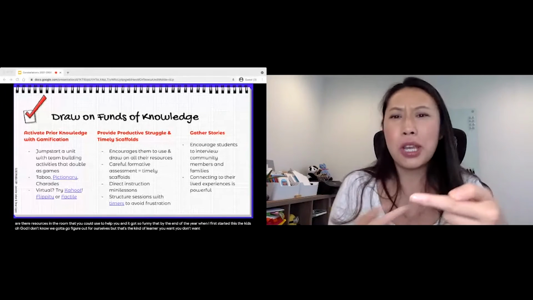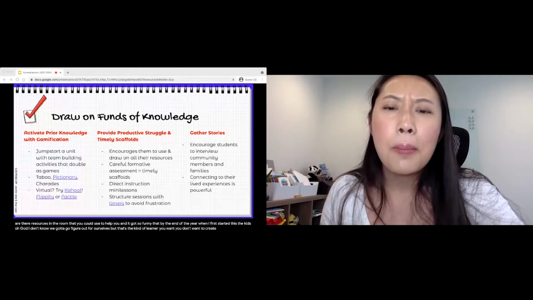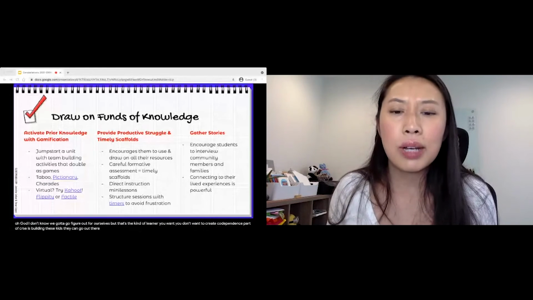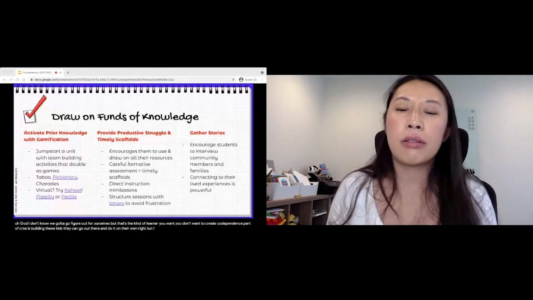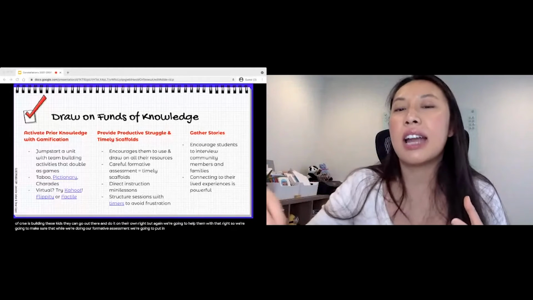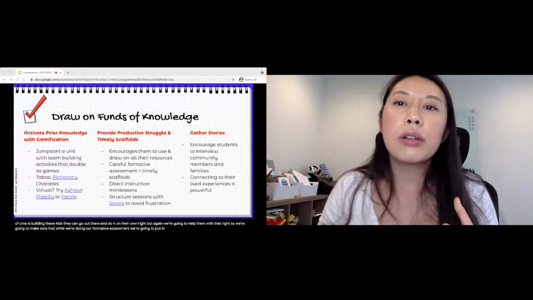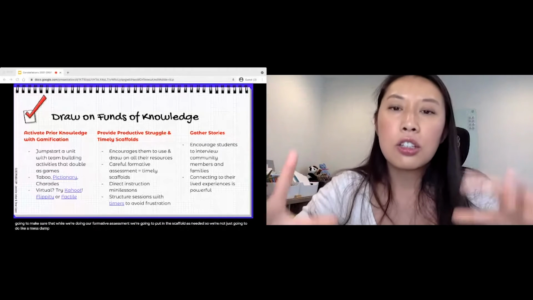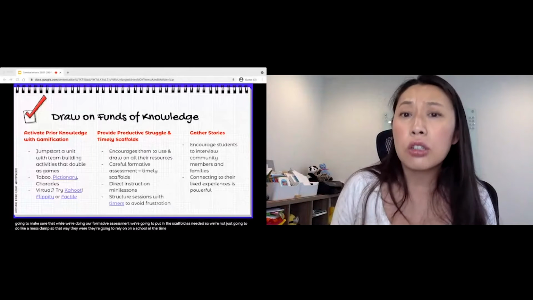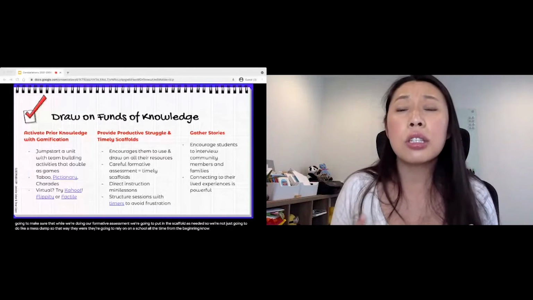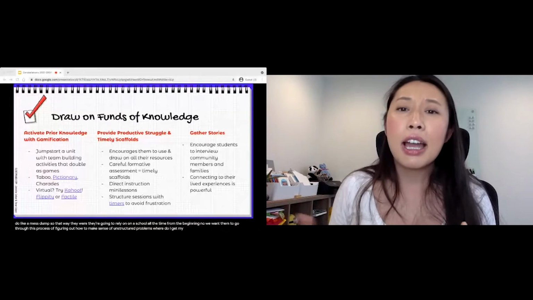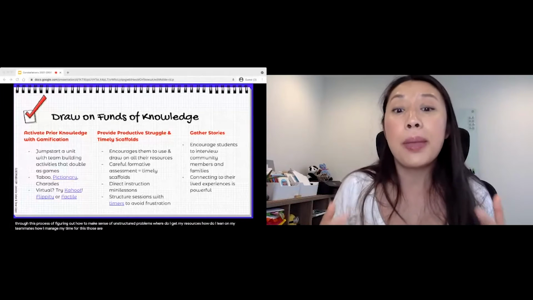You don't want to create codependence. Part of CRSE is building kids that can go out there and do it on their own, right? But again, we're going to help them with that. While we're doing our formative assessment, we're going to put in the scaffolds as needed. We're not just going to do a mass dump so that they rely on us all the time from the beginning. No, we want them to go through this process of figuring out how to make sense of unstructured problems. Where do I get my resources? How do I lean on my teammates? How do I manage my time for this? Those are all big things.